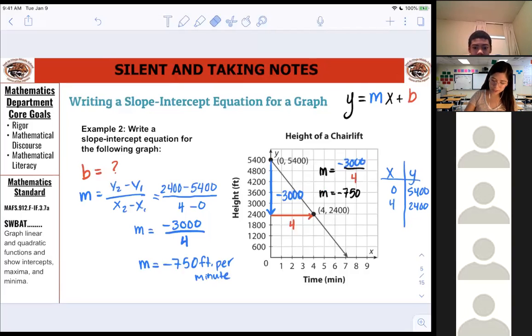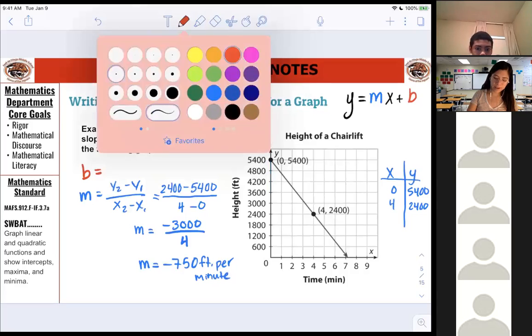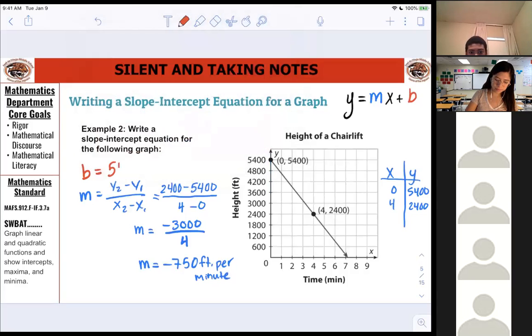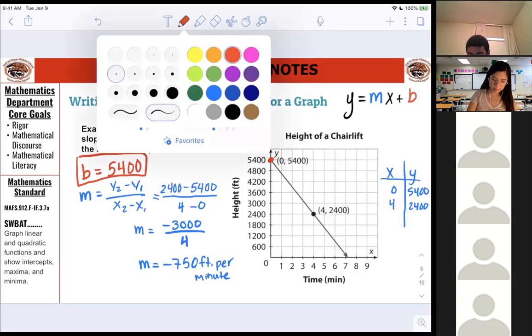What about my y-intercept? Let me delete all this stuff so we can see it clearly. Where's my y-intercept? 5,400. All you do is look at where your line is on the y-axis, and here it's at 5,400, so that's my y-intercept. So I have my m and I have my b.